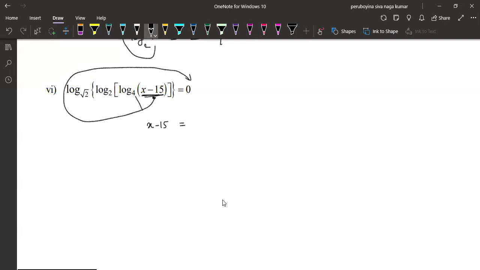What is the next number? You can see 4. And the next number, you can see, write it down as a power. And the next number, you can see root 2. Write down as a power. Next number, you can see power 0.